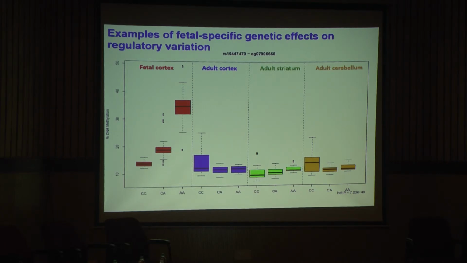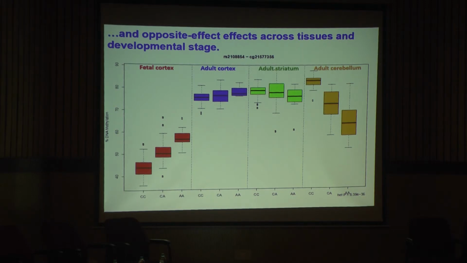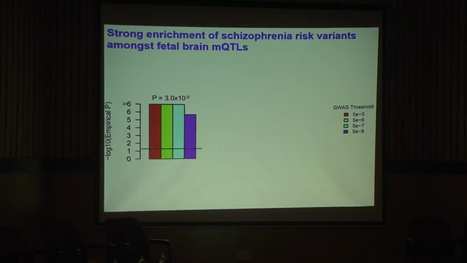And so here are some examples of genetic effects on DNA methylation that are specific to fetal cortex. You'll see the first set in red are fetal brain, where we see a very strong association between DNA methylation and genotype. We don't see any such association in any of the adult brain regions that we look at. And here's an example where we actually see opposite effects in fetal brain compared to adult cerebellum. So this is an example where a genetic effect on gene regulation can be both developmentally and tissue type specific. This is, I think, a really important message for interpreting results of genetic studies.